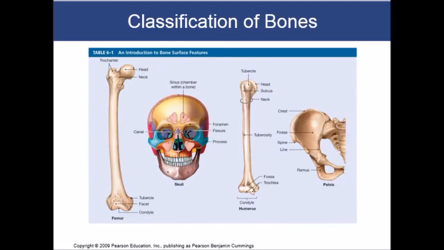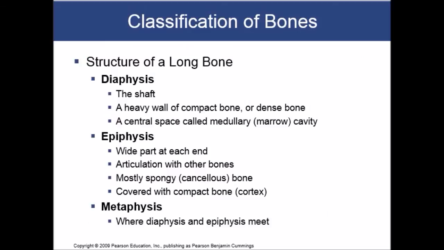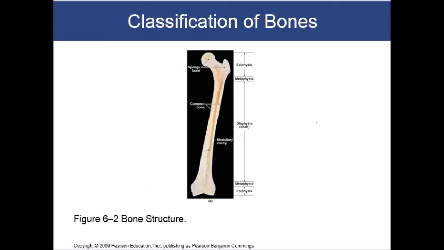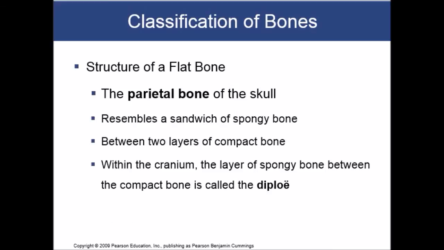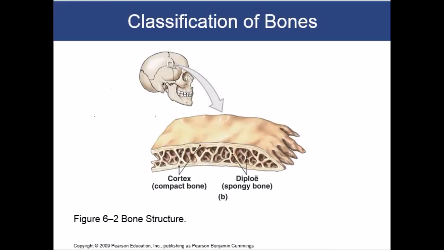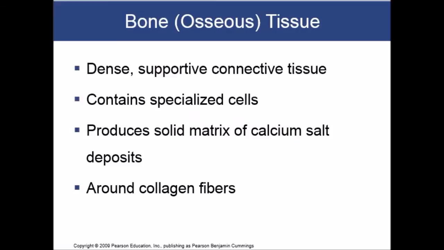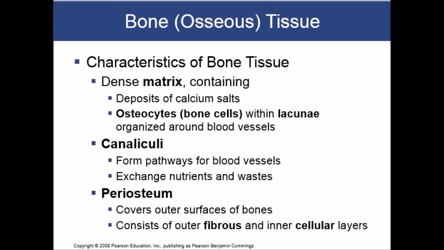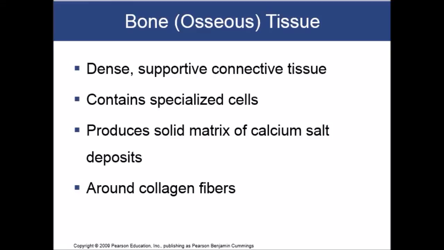Okay, this is not the most important thing, but you need to know the different parts: what's the diaphysis, metaphysis, and epiphysis. What's the basic structure for the flat versus the long bone? Which is compact and which is spongy, and what's the basic unit of each one of those, like diploe versus osteon. Osseous tissue.